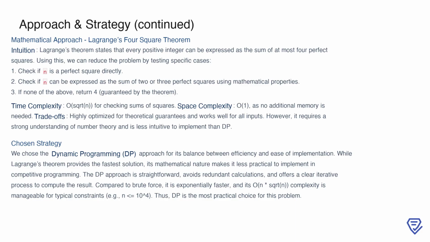This approach is highly optimized, with a time complexity of O(sqrt(n)) for checking sums of squares, and it uses constant space since no additional memory structures are required. However, implementing this method requires a deeper understanding of number theory, which can make it less intuitive and practical for competitive programming. For this reason, we chose the dynamic programming approach as the most balanced strategy. It is straightforward to implement, avoids redundant calculations, and is efficient enough for typical problem constraints. While Lagrange's theorem provides a faster theoretical solution, the DP approach offers a more accessible and practical method for solving this problem in real-world scenarios.